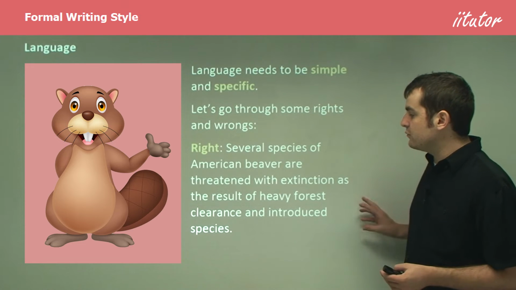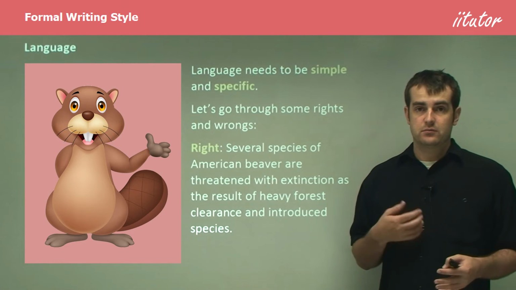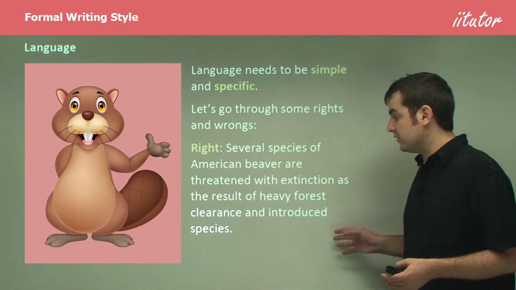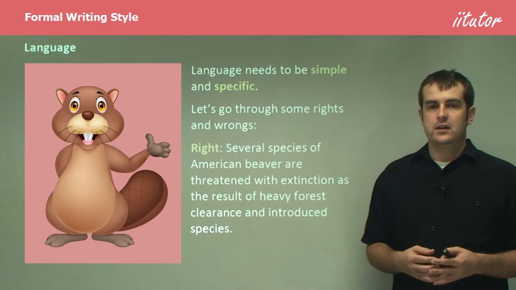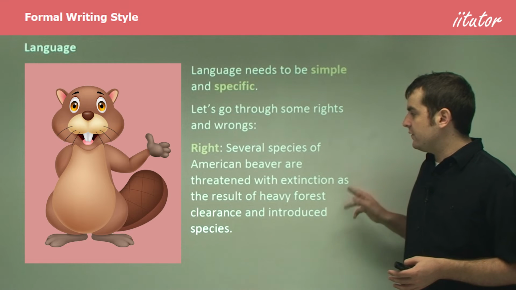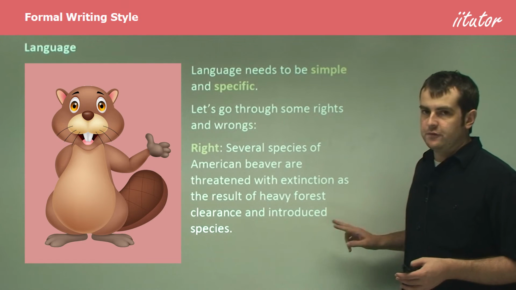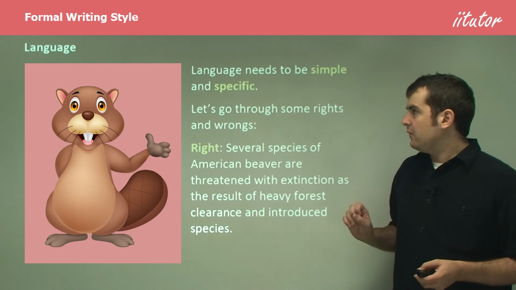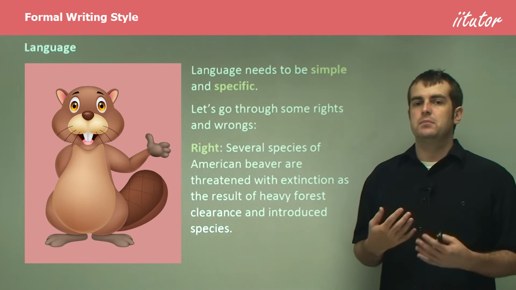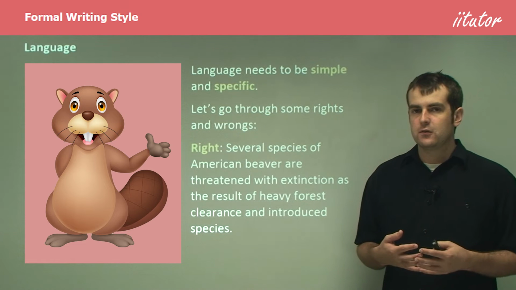Now, this is a discussion where, if you find evidence or statistics on the heavy forest clearance or introduced species and compare those with numbers, you'll have a very specific argument. In this case, it's referring specifically to the beaver and what is threatening it. So it's answering whatever that question may have been. But there are things which may be a wrong interpretation, and we'll go through them in a second.